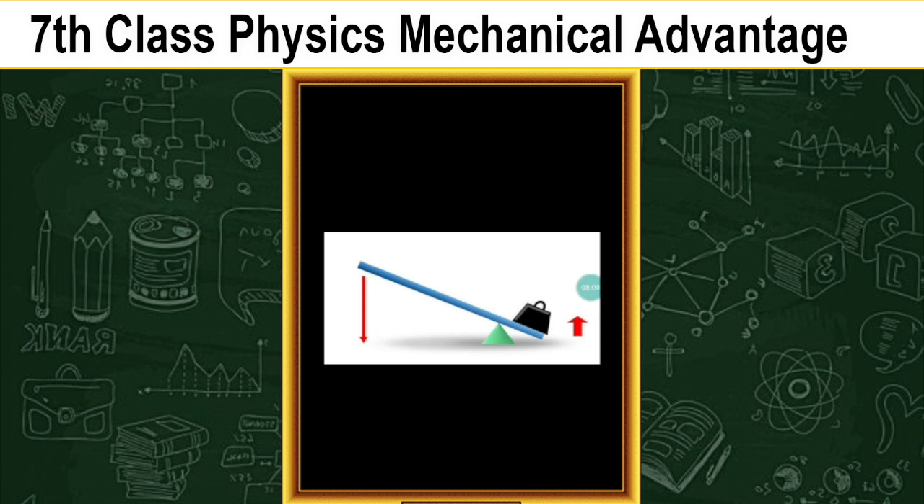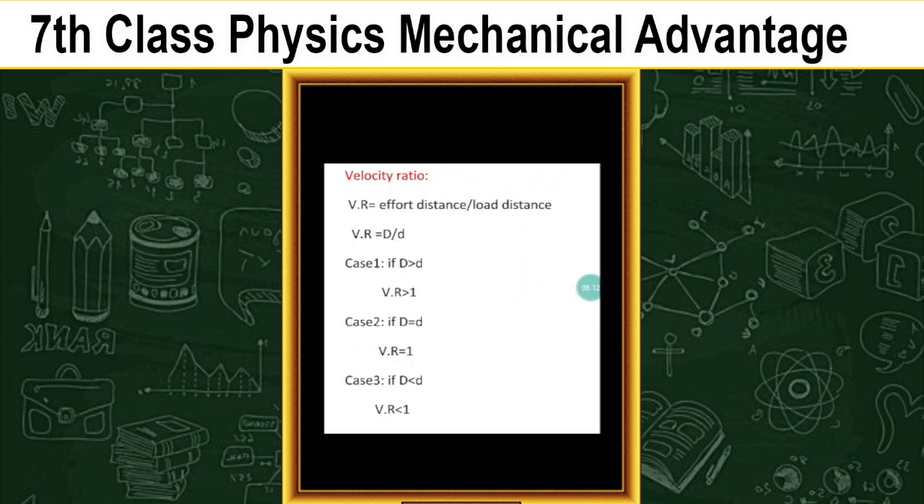In velocity ratio also we have 3 cases. If distance moved by the effort is greater compared to distance moved by the load, what is the velocity ratio? If distance moved by the effort is equal to distance moved by the load, what will happen in velocity ratio? If distance moved by the effort is less than distance moved by the load, what will happen in velocity ratio? So let us see the examples.